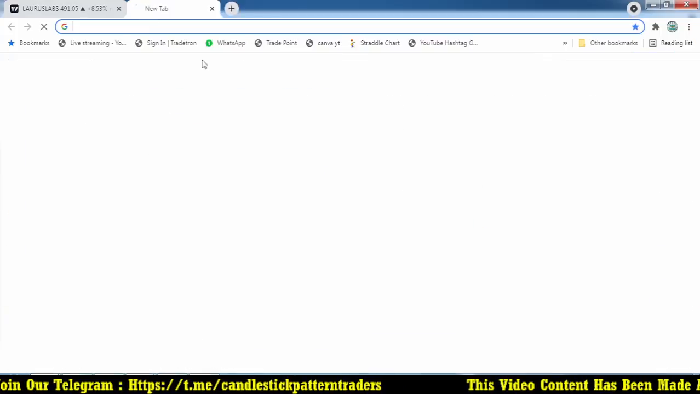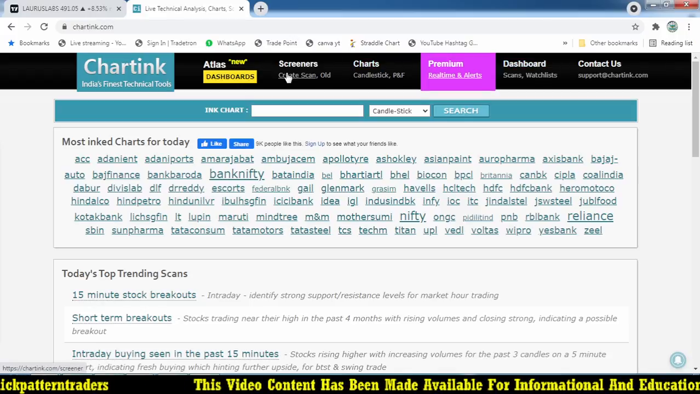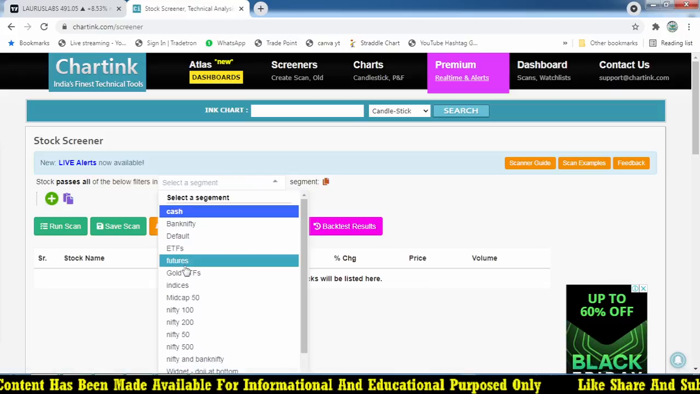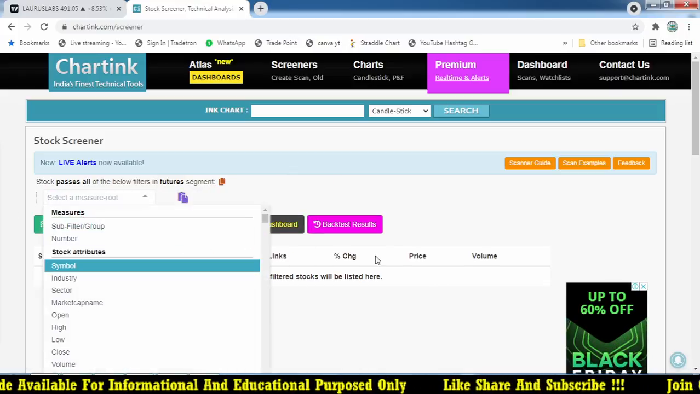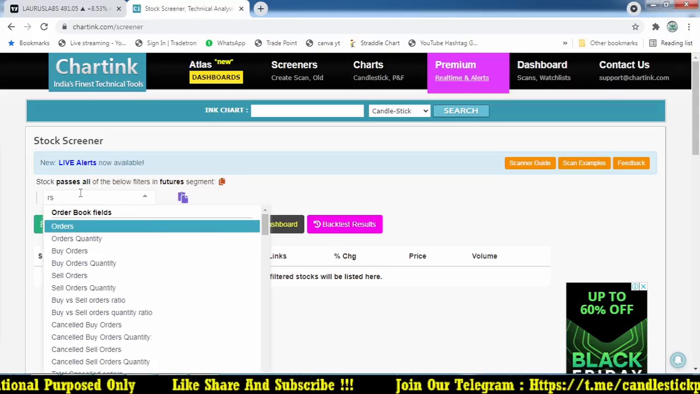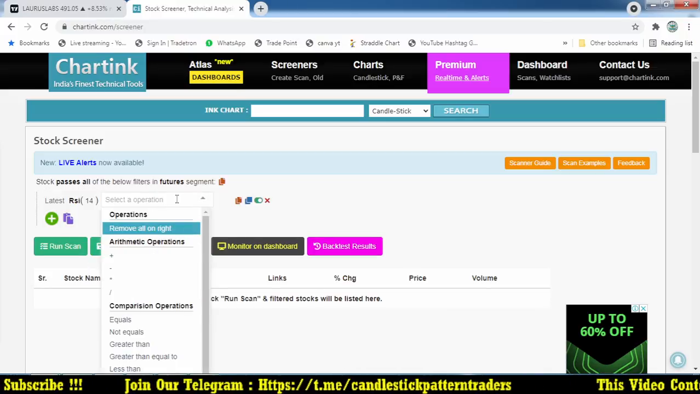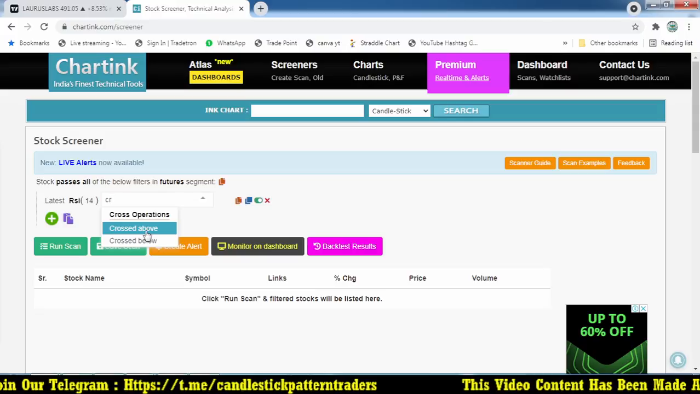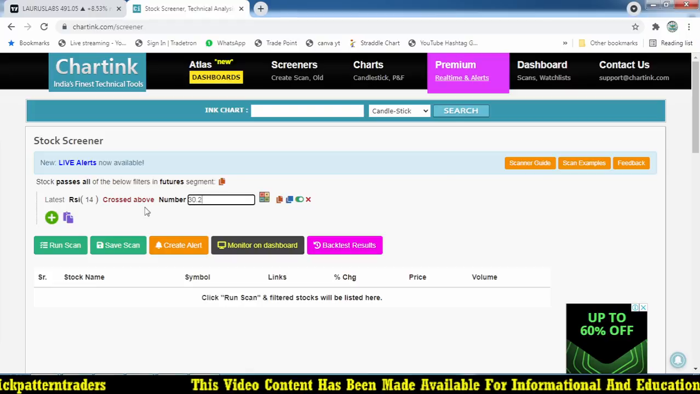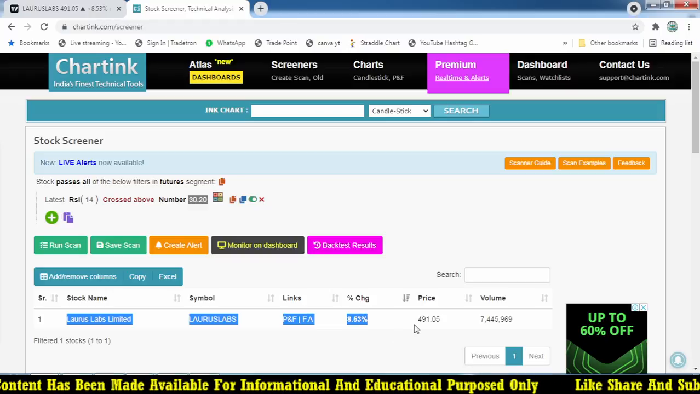So let's create that code on our charting. I think I have already created the same code. So we will go to the charting scanner creator, and I'm going to find this for a future stock. The latest RSI should be crossed above, because it must cross above 30.2. So I'm going to take 30.2. If you do that, we get a lot of stocks. See, can you see that Laurus Labs is getting it?